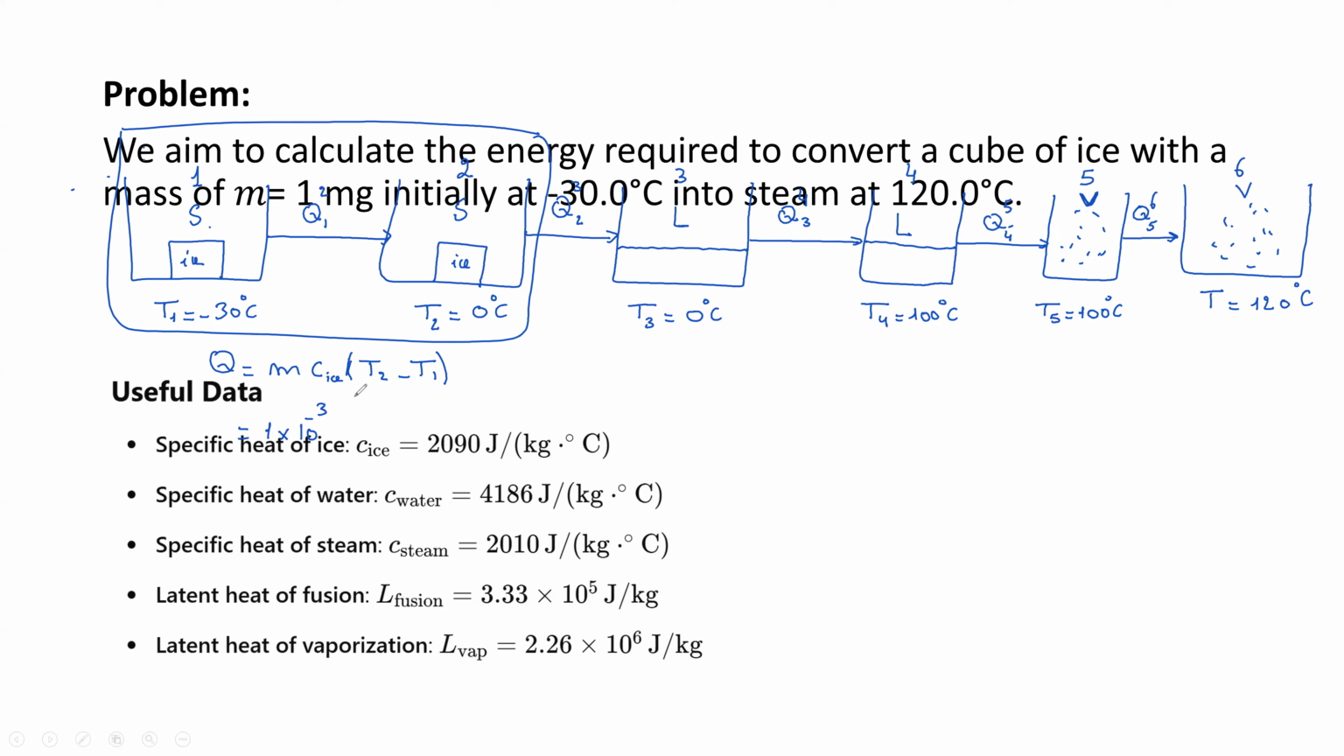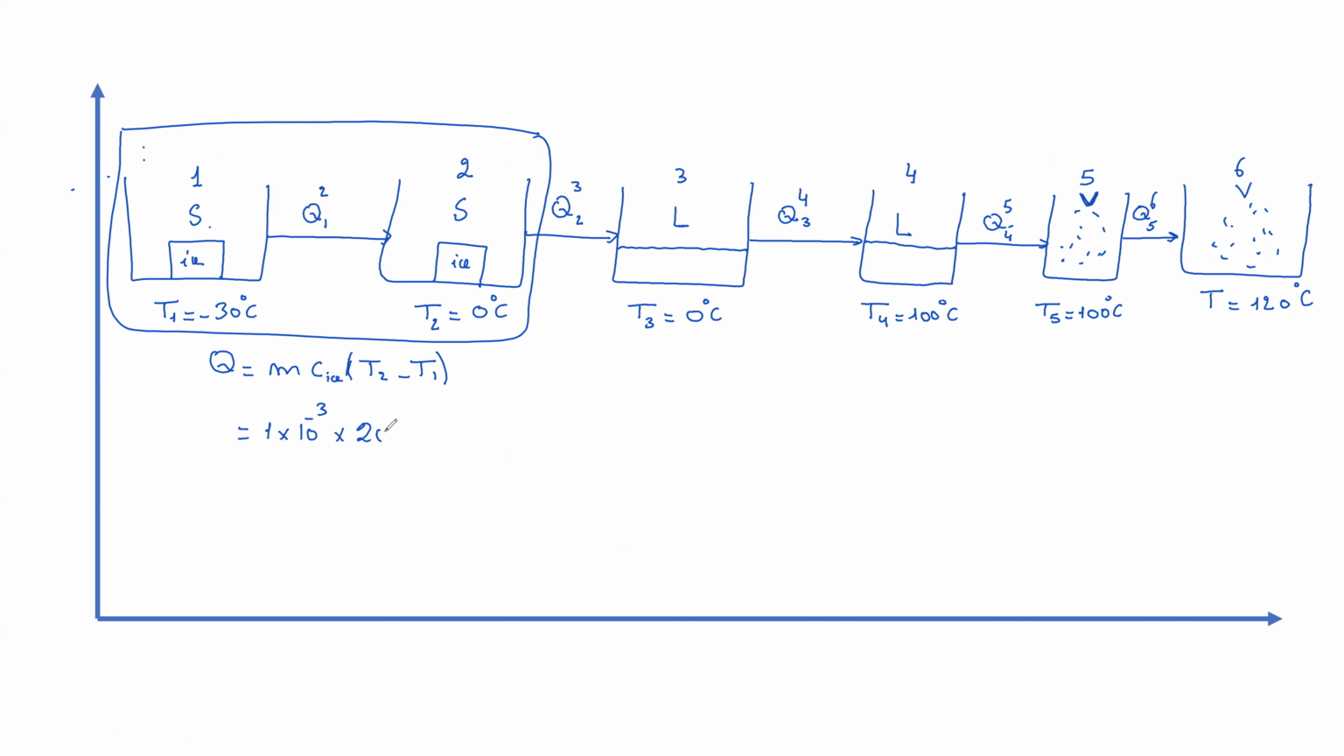So times 290, T2 equals 0 minus T1 equals minus 30. So we have minus 30. We do the calculation, we get 62.7 joule. This is the energy required to pass from the state 1 to the state 2.